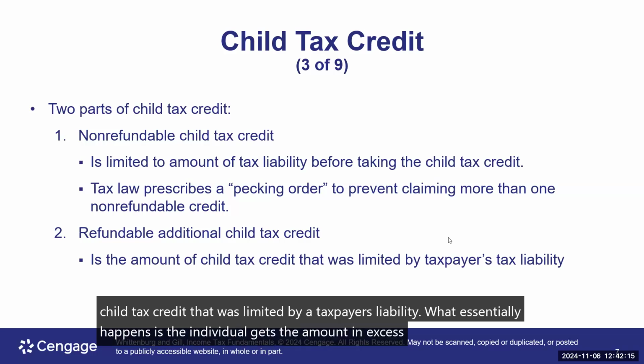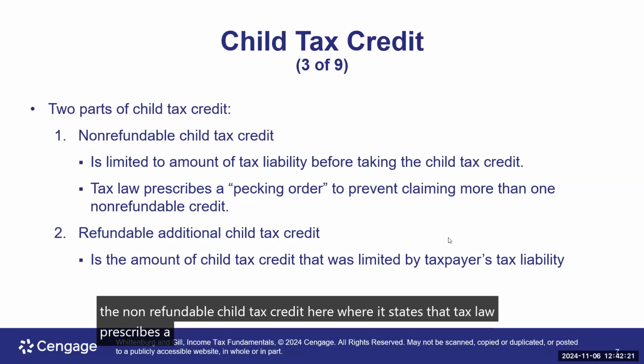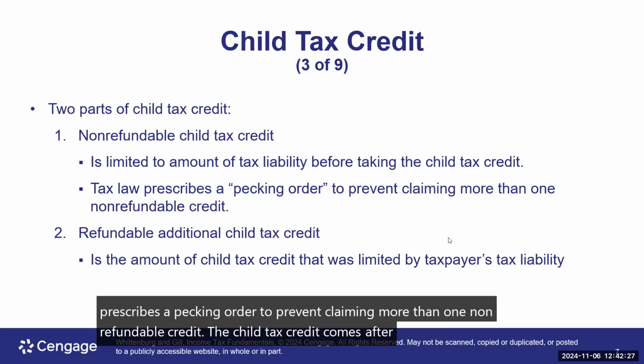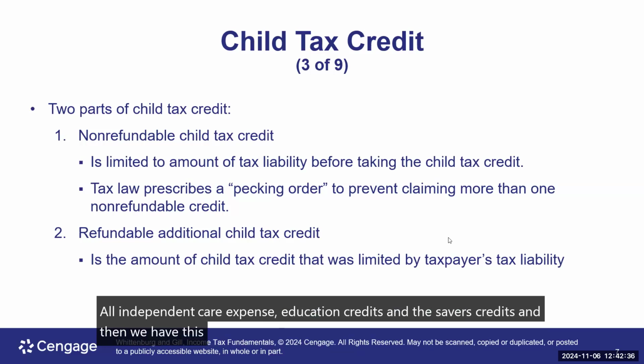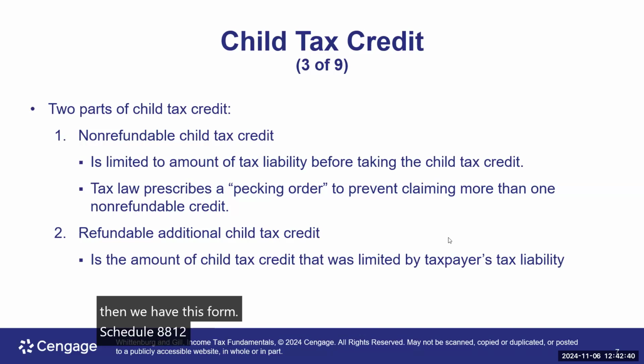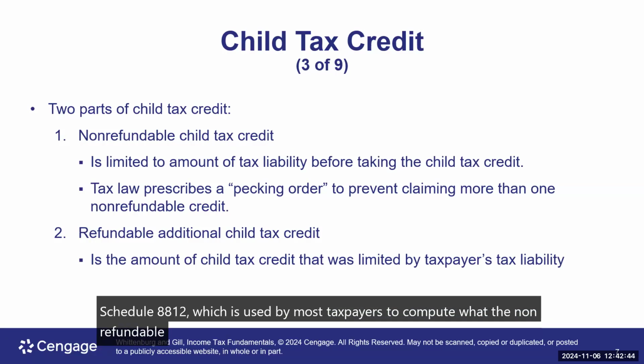So moving back to the non-refundable child tax credit, where it states that tax law prescribes a pecking order to prevent claiming more than one non-refundable credit, the child tax credit comes after the foreign tax credit, the credit for child independent care expense, education credits, and the savers credits. And then we have Schedule 8812, which is used by most taxpayers to compute what the non-refundable portion of the child tax credit would be.